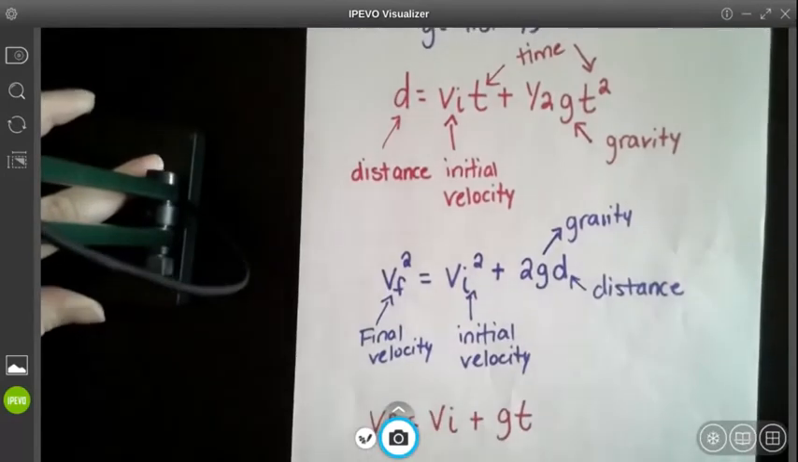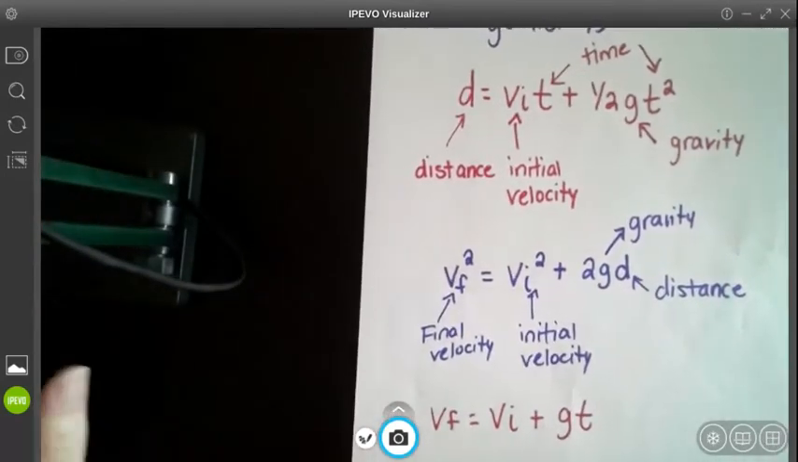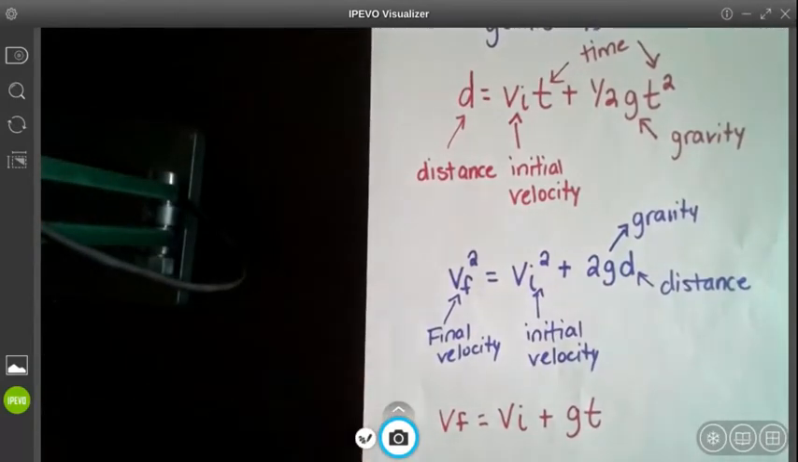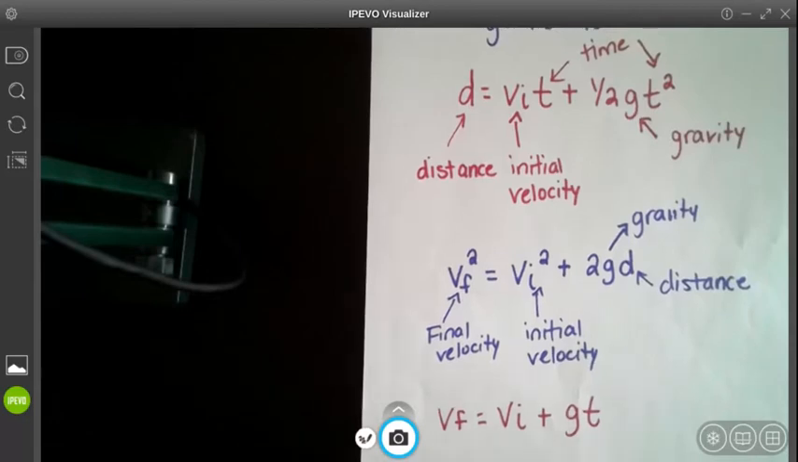There we go. So our first one is d equals VI t plus 1/2 g t squared. So d is distance, VI is initial velocity, t is for time, and then g is gravity. Second equation that we'll use is VF squared equals VI squared plus 2gd, where VF is final velocity. And the last equation we might have to use is VF equals VI plus gt.